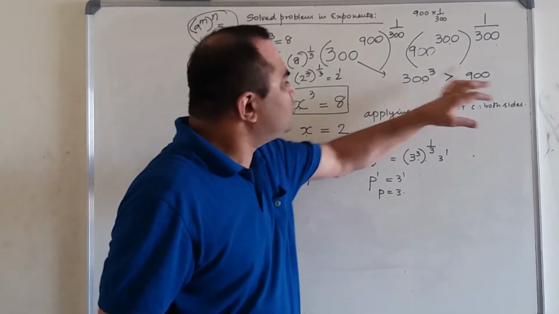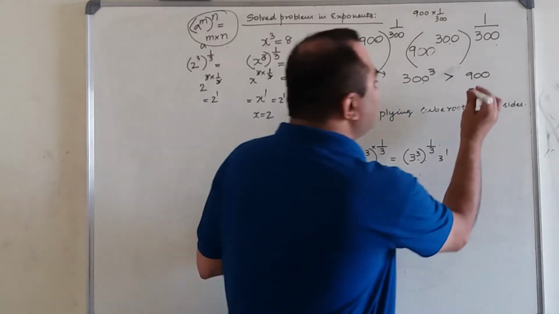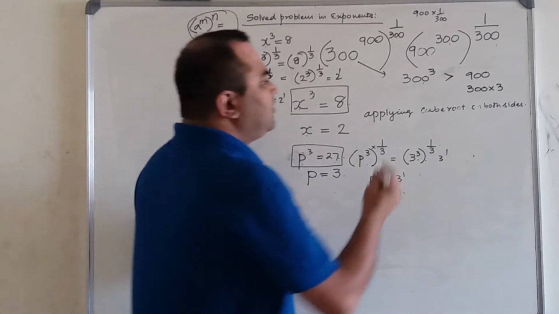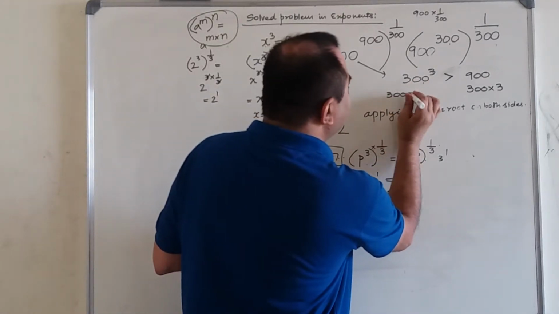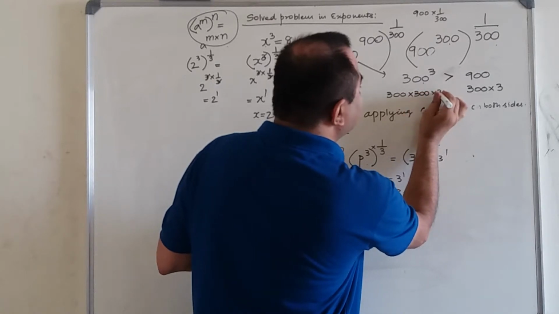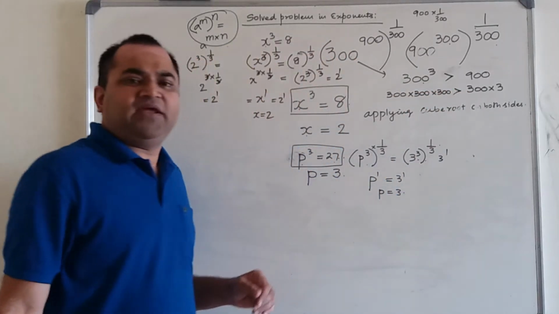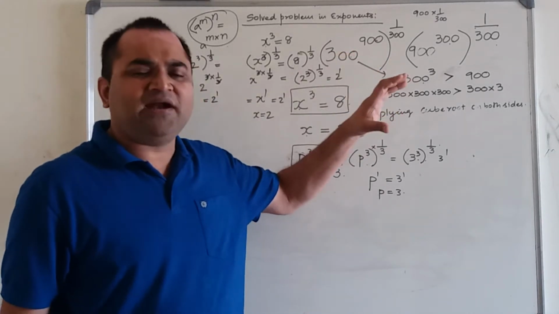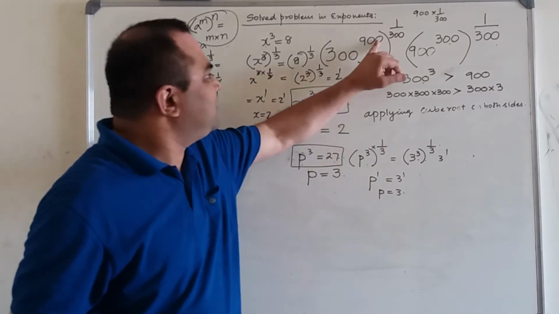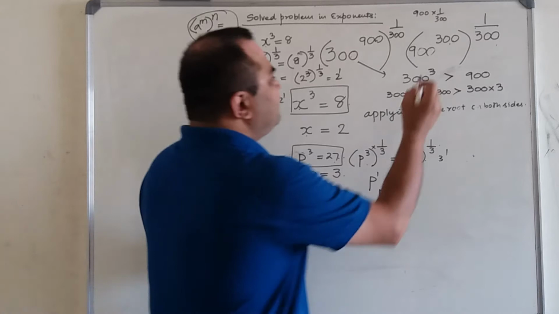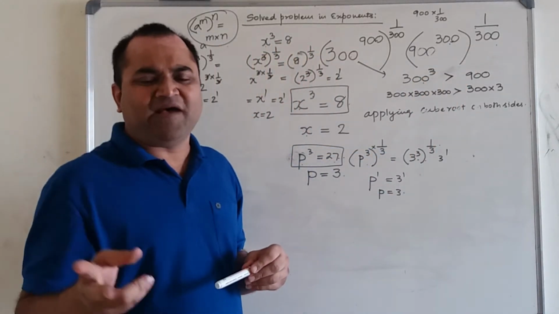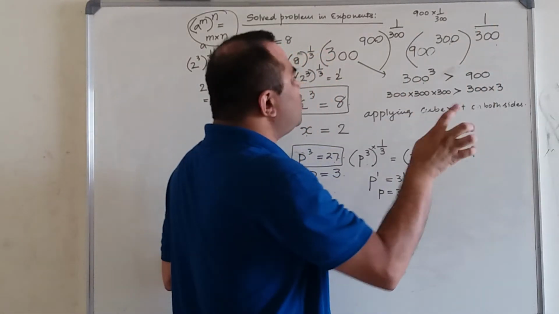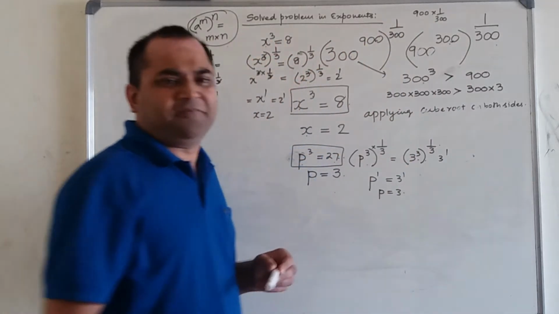If you have doubt how to still compare, this is how I will tell you. 900 can be looked at as 300 into 3, whereas 300 cube is 300 multiplied with itself 3 times. So there you can see 300 cube is so much larger than 900. So this is the method of comparing exponentials having large powers. The trick is whichever is the smaller power, that should disappear. For that, raise both sides to a common root. In the root, the denominator will be the smaller power.